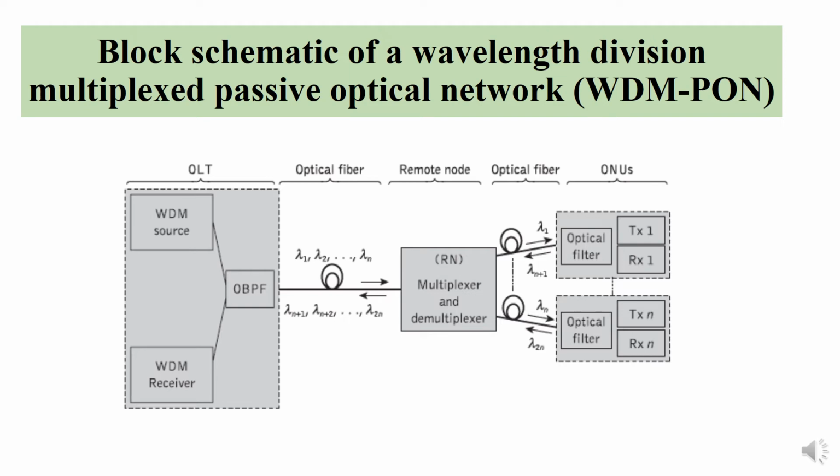We also have a remote node, that is the RN section, with multiplexer and DMUX units comprising arrayed waveguides, AWGs, and they are used to route WDM signals from the remote node to particular ONUs, also called end users.